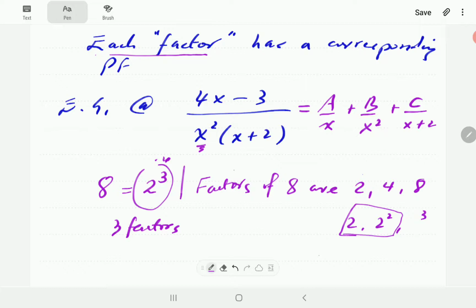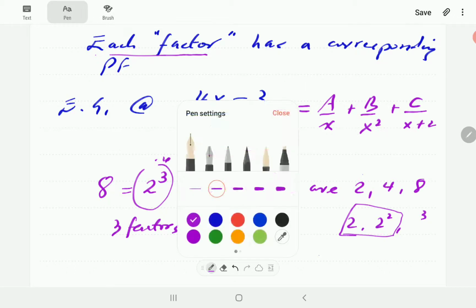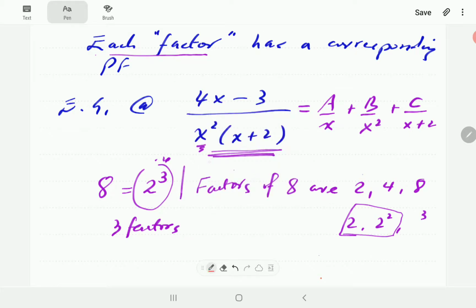Okay, and then we can find a and b and c. Something to note here is that this denominator here is a cubic. If you multiply out here, we are going to have x cubed plus 2x squared. So the highest power is 3, and you can see here we have got 3 unknowns.